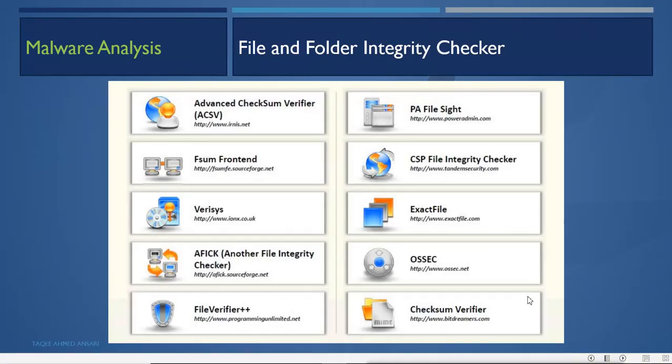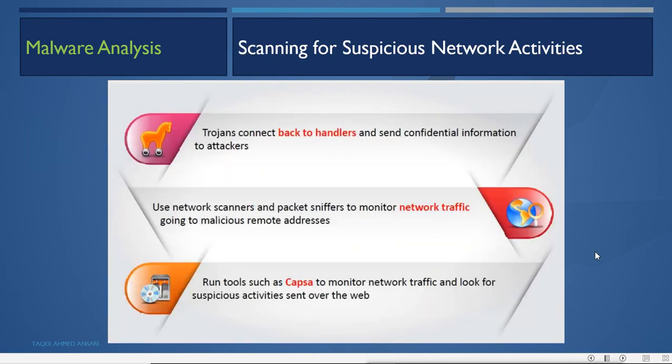Then you can scan for suspicious network activities. Trojans connect back to handlers and send confidential information to the attacker. We can use a network scanner and packet sniffer to monitor the network traffic going to malicious remote addresses. We can run tools such as CAPTCHA to monitor network traffic and look for suspicious activities sent over the web.